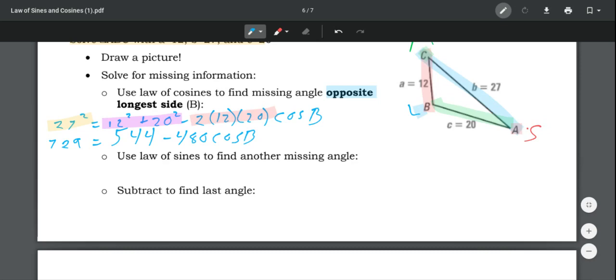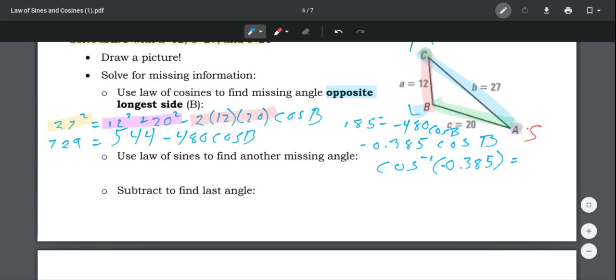So now I'm going to subtract that 544 from both sides to get 185 is equivalent to negative 480 cosine of B. And guys, remember, then we're going to divide by that negative 480, and I'm going to get negative 0.385 is cosine of B. And again, to find an angle, we have to do inverse. So I'm going to do inverse cosine of that value of negative 0.385 would be equivalent to B.